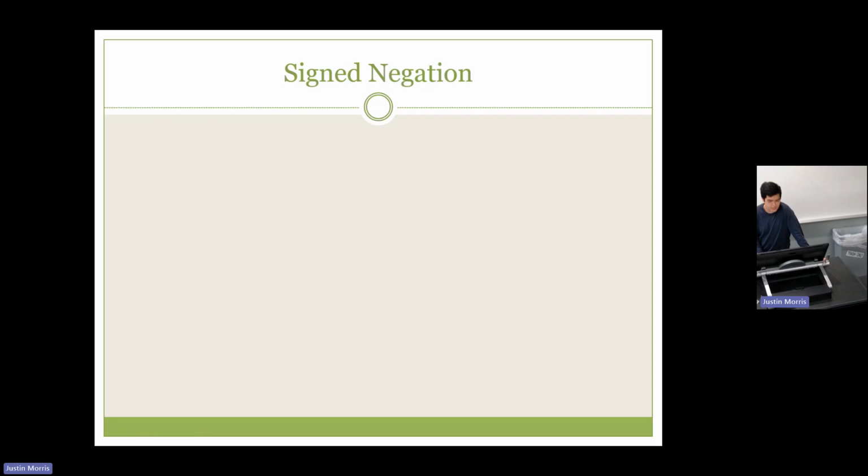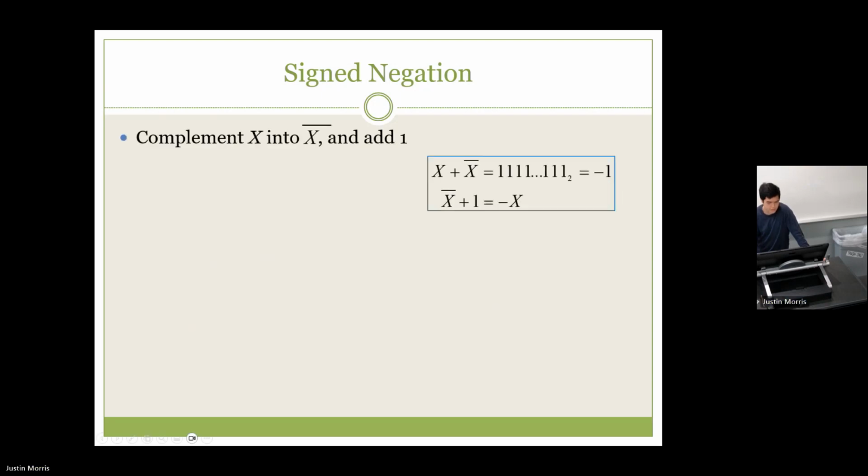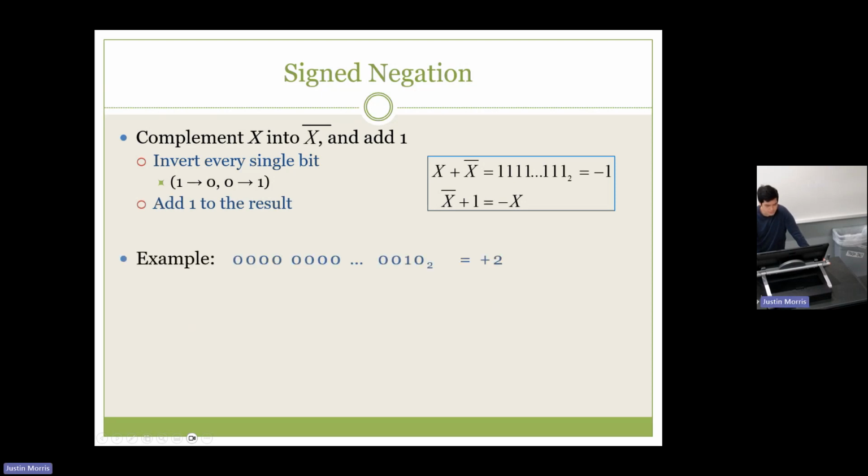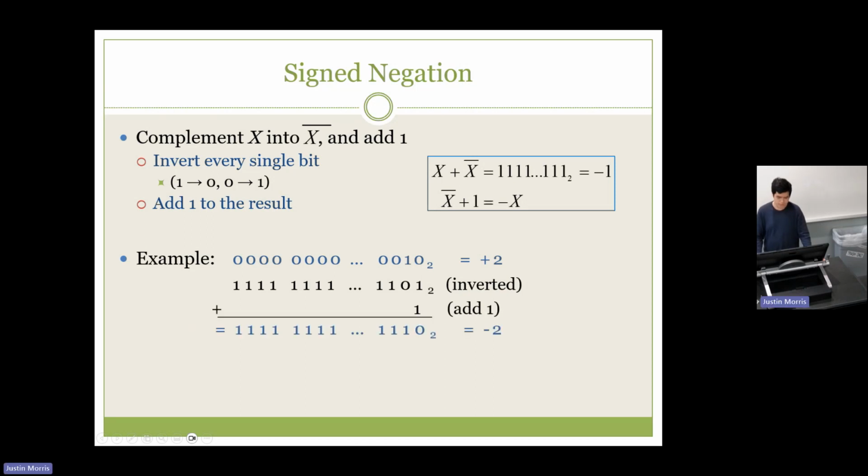Right. So in order to negate, we take the complement and add 1. So invert every single bit. All ones become 0, all zeros become 1. Add 1 to the result. So here's an example. We have decimal 2, which is 1 0 in binary. And this is positive because of the most significant bit. So we want to negate this. First step, invert everything. So all the zeros become 1s. All the 1s, which is just this 1, becomes a 0. Then we're going to add 1.